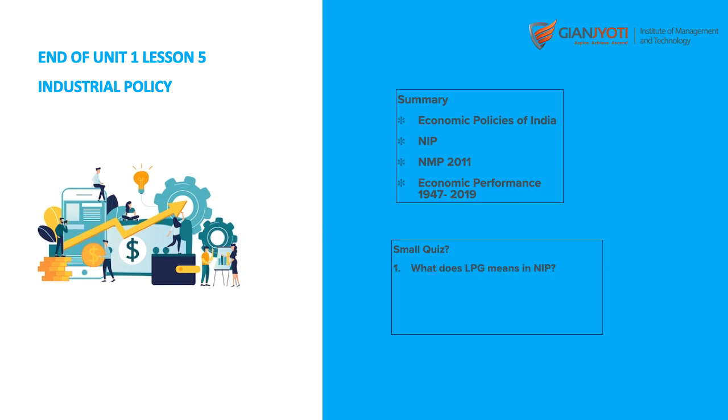What does LPG mean in the new industrial policy? Which year was Make in India planned? What was the inflation rate in early 1991? So please check your answers here. LPG stands for liberalization, privatization and globalization. Make in India was formulated in 2015, and the inflation rate in 1991 was around 13.5%.